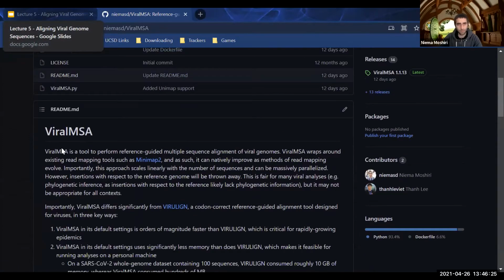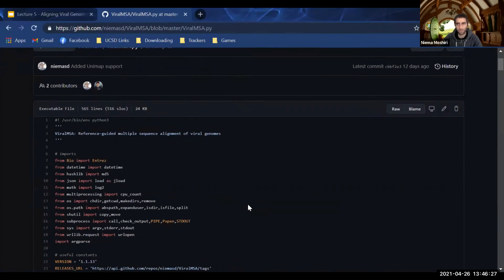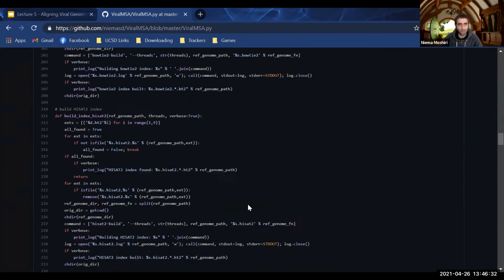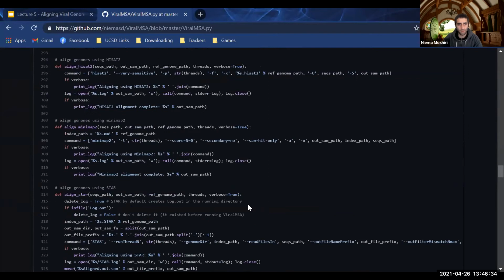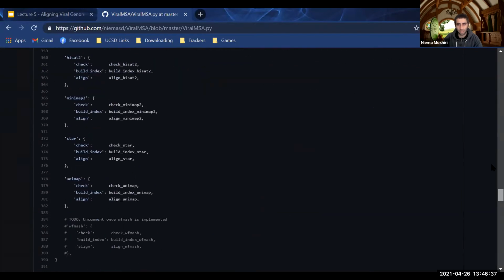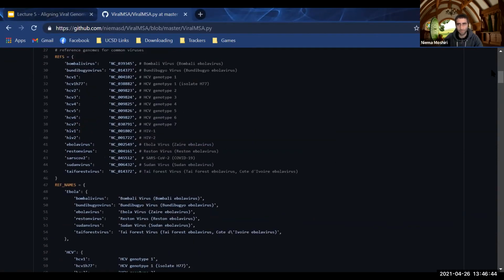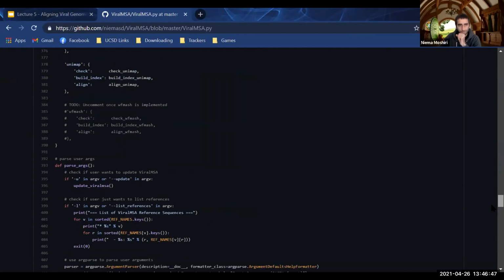I'll pull up the Viral MSA repo and I'll post it in the chat. So feel free to check it out. It's just a single script. It's a little long, but not too bad considering. But basically what it does is I've predefined some reference genomes that I think are the good ones to use.